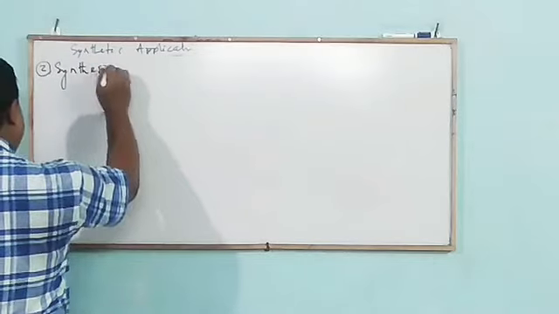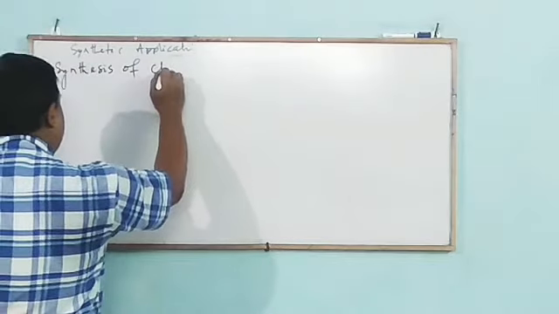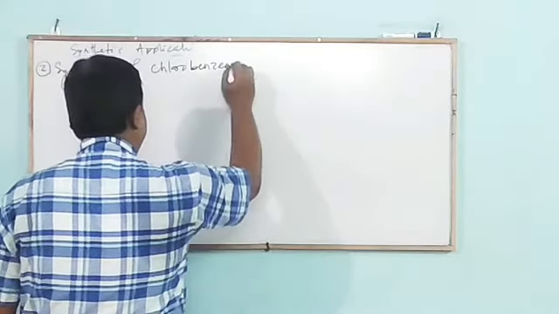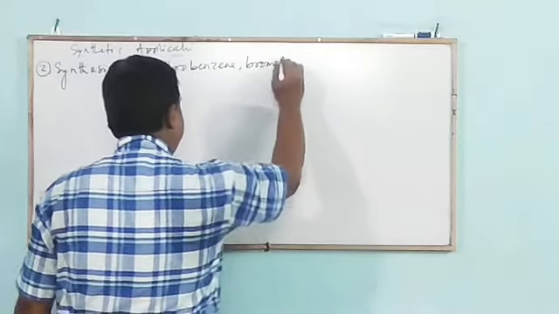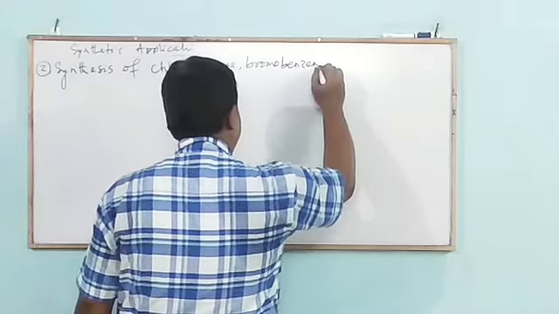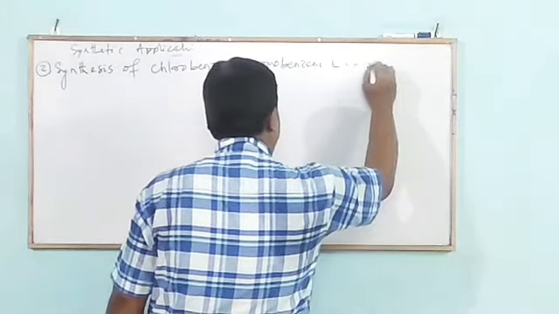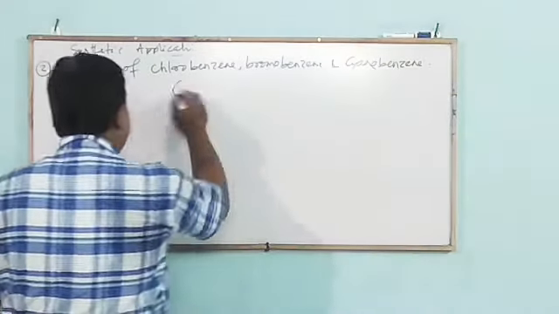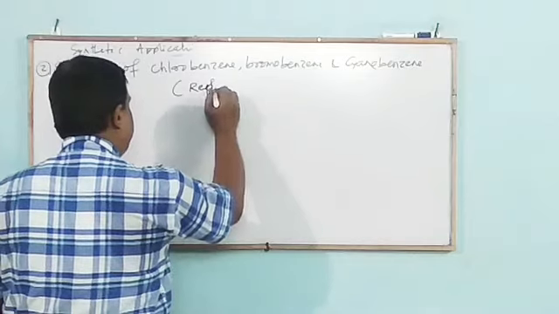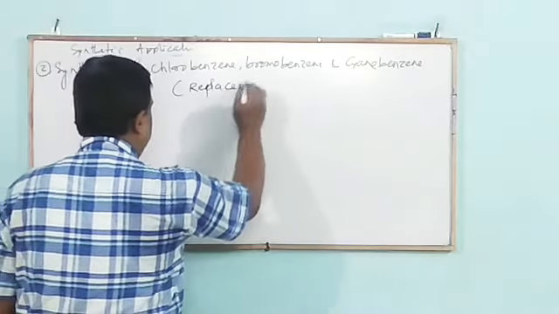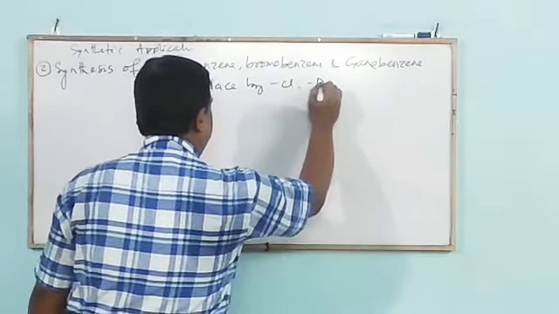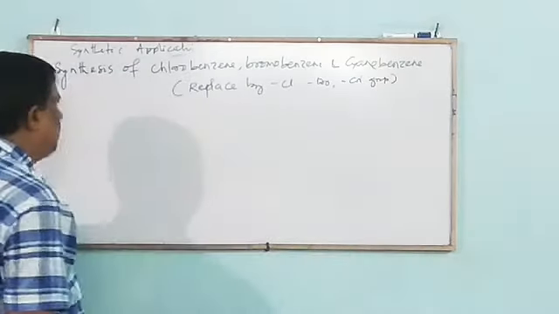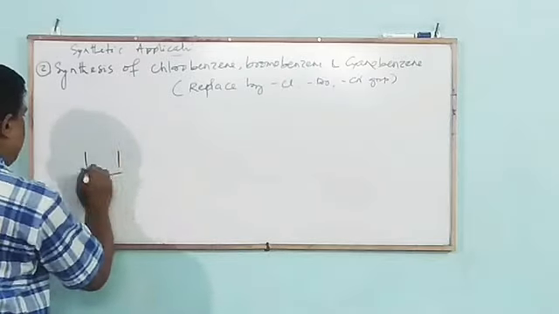Second one is synthesis of chlorobenzene, bromobenzene and cyanobenzene. That means benzene diazonium chloride, abbreviated BDC, has its diazonium chloride group replaced by Cl or Br or CN group. Mark that.